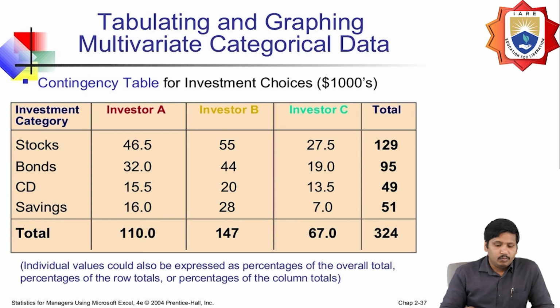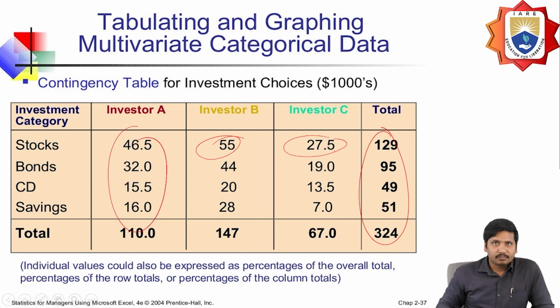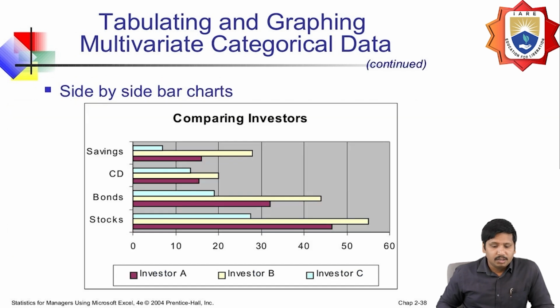So for investor B, for the stocks, it should be this one, investor B and investor C. The total amount of the stocks, and what should be the total amount for investor B. So for multivariate categorical data, we're going to do that. For this, side by side bar charts are the better option.